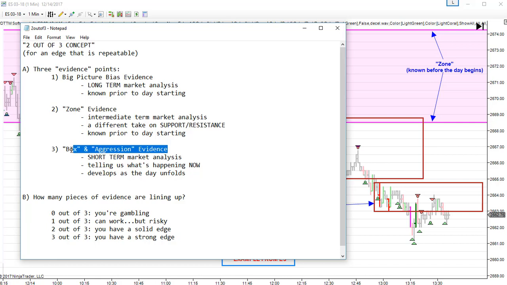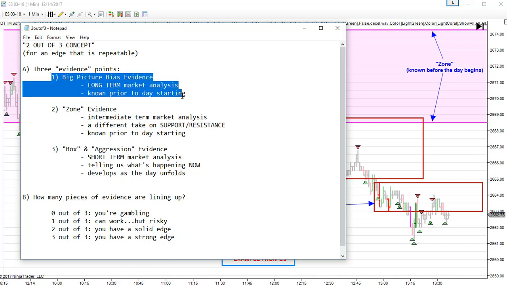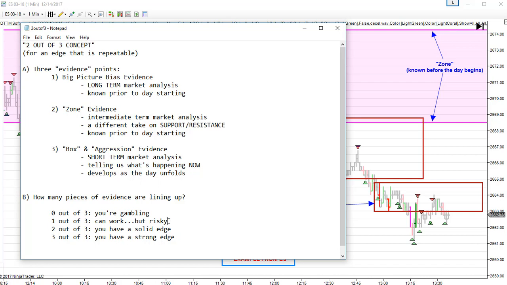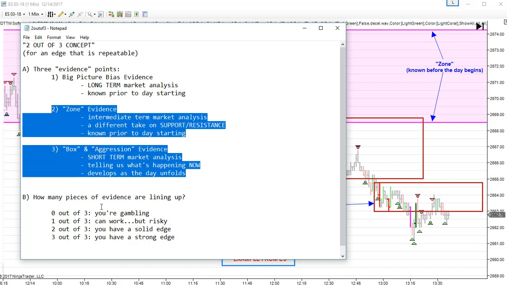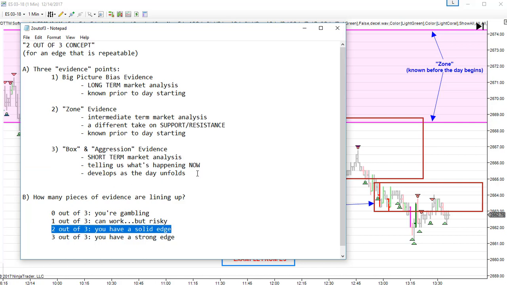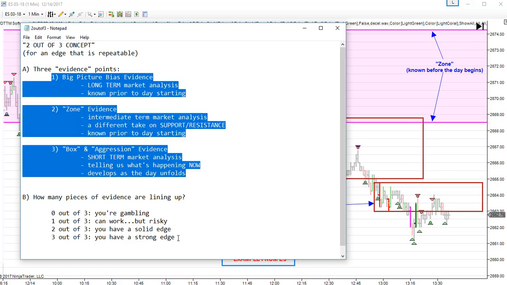Then the third part is what we call box and aggression bar evidence. Okay, this is short term. We're going to determine this as the day is unfolding. Okay, this is going to tell us what's going on right now under the surface of the market. Okay, the idea is that if you have one of these pieces of evidence, for example, you can make the trade work, but it's pretty risky. However, if you get 2 out of 3, you've got a pretty solid edge. If you get all 3 out of 3, you've got a really strong edge.